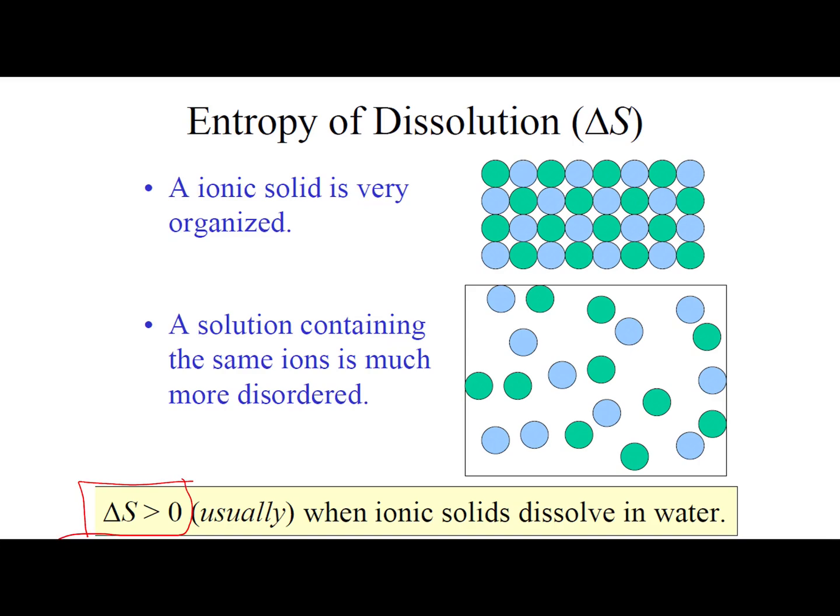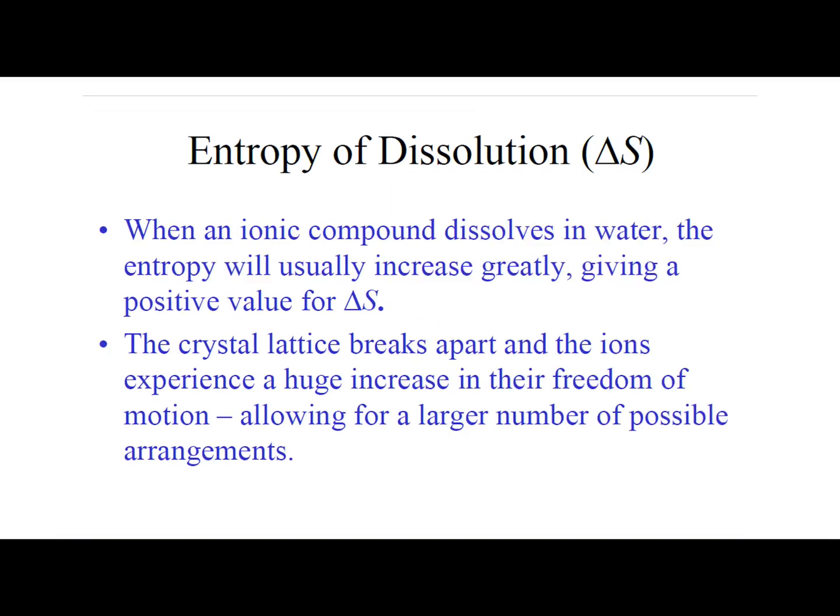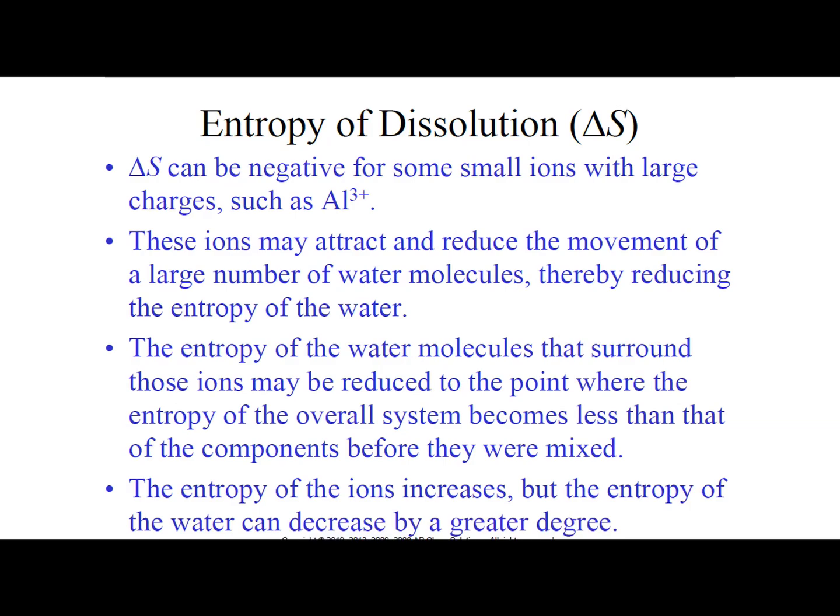An ionic solid is very organized, and a solution containing the same ions is much more disordered. Yay, delta S, disorder. Delta S is usually positive when an ionic solid dissolves in water. When an ionic compound dissolves in water, the entropy will usually increase greatly, giving a positive value for delta S. Basically, the crystal lattice of the ionic compound breaks apart, and the ions are free to move around. Delta S can be negative sometimes for small ions with large charges. Aluminum is a good example of that.